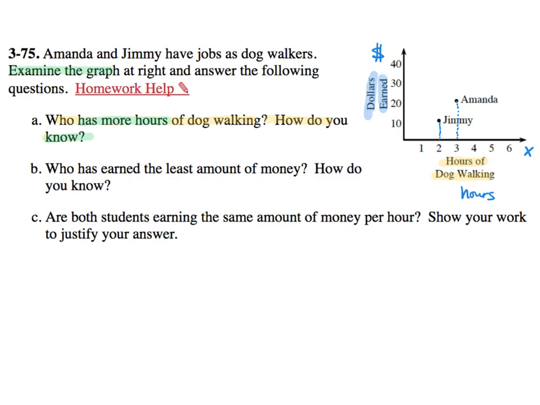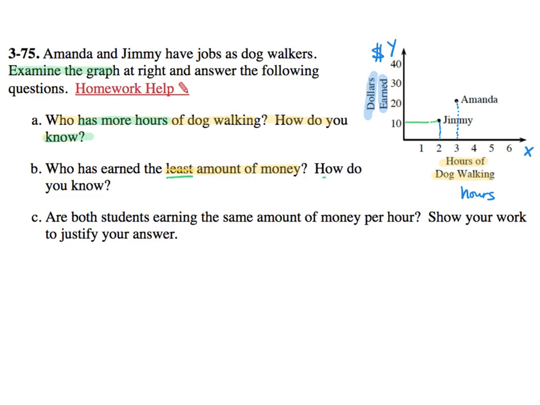Example B: who has earned the least amount of money? Let me see, least amount of money. Now we're looking at the y-axis, that's our money, so we're going to go towards it. I'm going to use green for that. Jimmy states it's $10. Go ahead and figure out Amanda by going towards it. And least means the smallest amount.